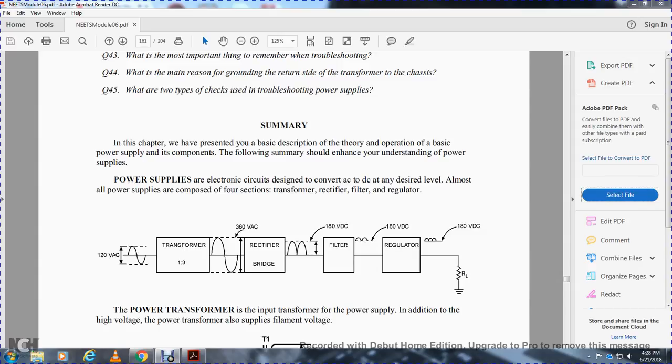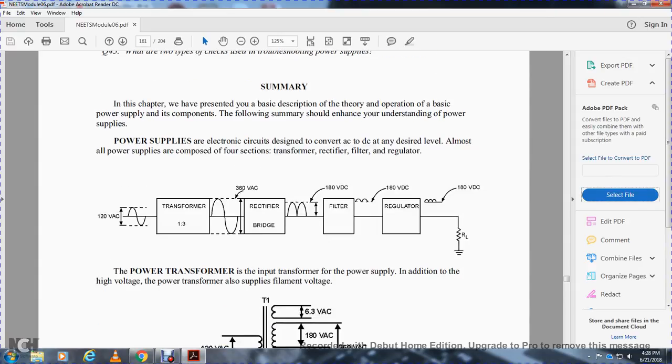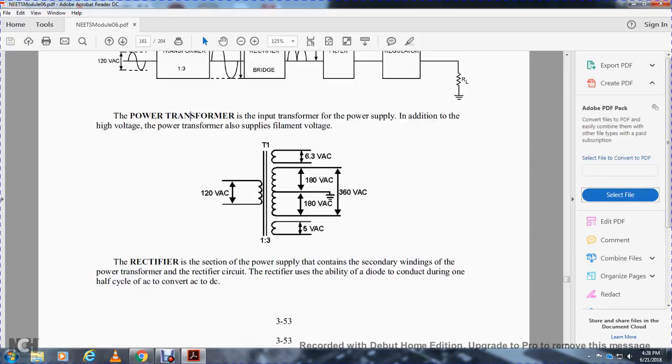Almost all power supplies are composed of four sections: transformer, rectifier, filter, regulator. So the transformer, rectifier, filter, regulator. The power transformer is the input transformer of the power supply. In addition, a high voltage power transformer supplies filament voltage. Rectifier: the section of the power supply with a connection to the secondary windings of the power transformer is the rectifier circuit.